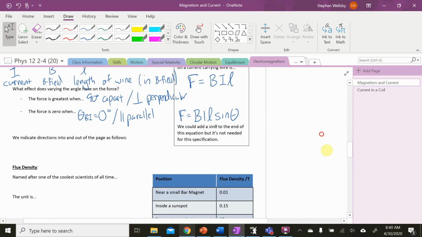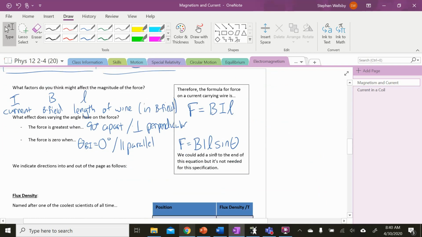And oh yeah, I already mentioned this before. So out of the page and into the page is this symbol here, out of the page is this symbol here. So the arrow is flying away from me and I'm looking at the tail feathers, and the arrow is flying towards me and I'm looking at the point.